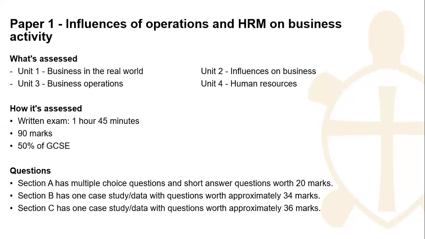The exam paper itself is split into 3 sections, Section A, B, and C. Section A will contain multiple choice questions along with short answer questions. In this part of the exam, you do not have to link back to the case study because you will see no case study in Section A. Section B and C, however, will have case studies in there. So in your answers, please do link back to the case study and try to extract as much data as you can from the case study in your answers.